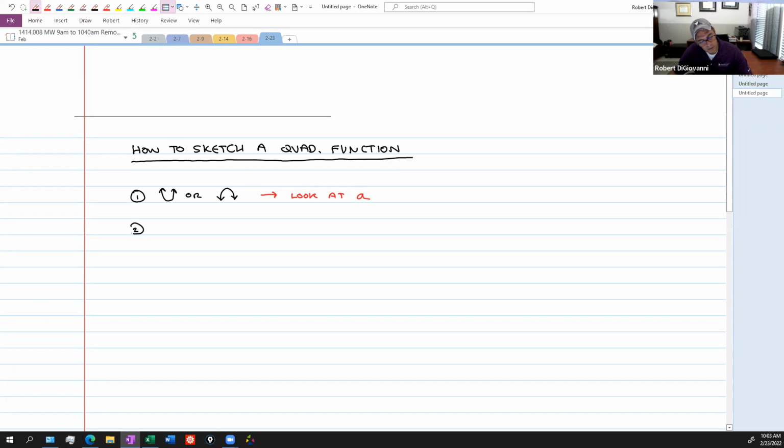Step 2, you're going to find the vertex, H, K. And to do that, you use the formula. That is, H is equal to negative B over 2A, and K is equal to F of H.